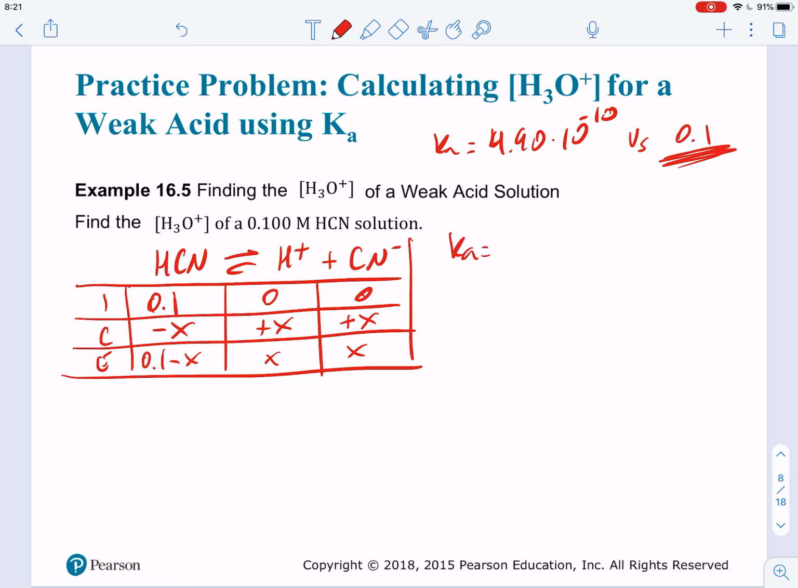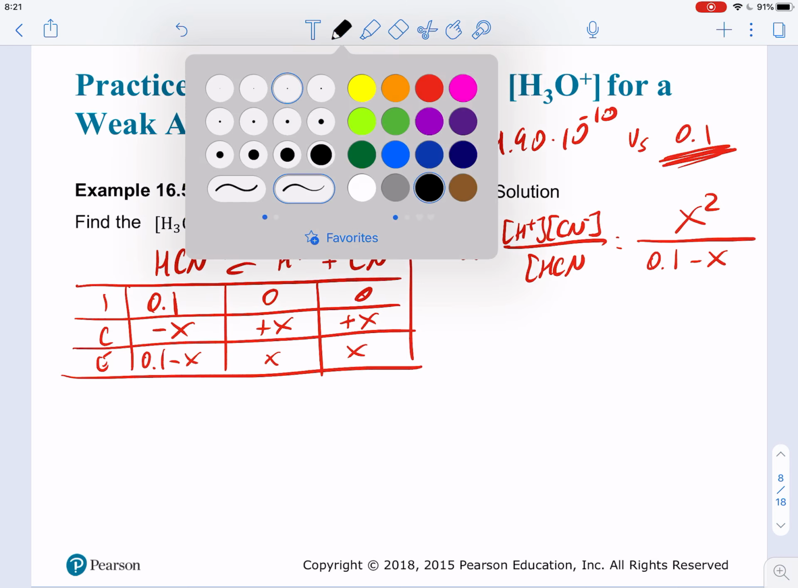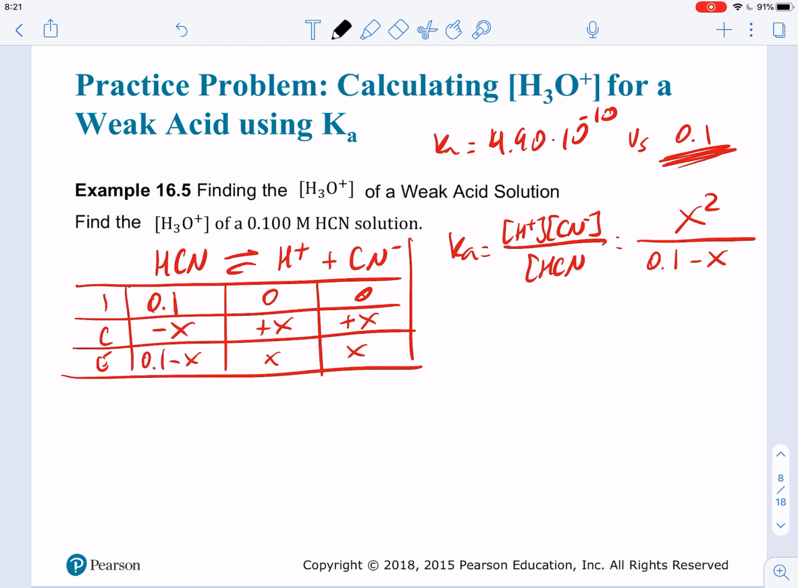Ka is the concentration of H plus times the concentration of CN minus over the concentration of HCN, so we end up with x squared over 0.1 minus x. But because we already decided that the approximation x is small is valid, then we can forget about this x. And our expression for the constant will be 0.1 Ka equals x squared. Therefore x is the square root of 0.1 times 4.90 times 10 to the negative 10.